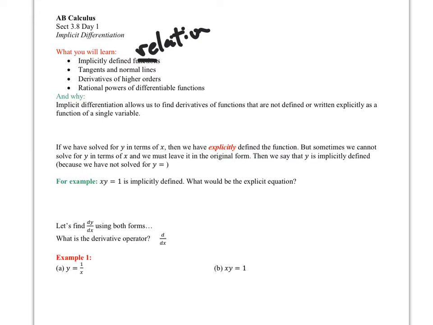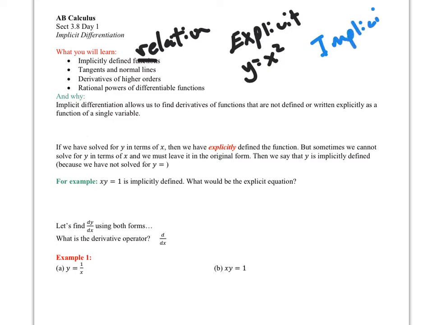Okay, so here's an example of an explicit function. For example, y equals x squared, where we can isolate the function in terms of x. An implicit relation might be something like x squared plus y squared equals 4, where we can't necessarily isolate. Another one might be x times y plus y squared equals 8. That's implicit because I can't isolate one of the variables.